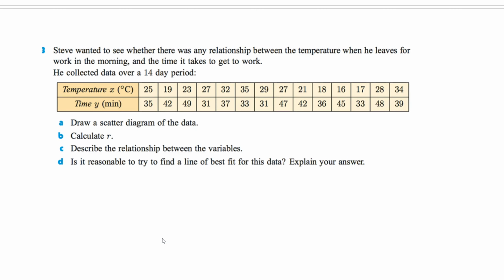Steve wants to see whether there was any relationship between the temperature when he leaves for work in the morning and the time it takes to get to work. So he collected data over a 14-day period. Draw a scatter diagram of the data. We're going to do all this in our calculator. Calculate R. Describe the relationship between the variables. Is it reasonable to find a line of best fit in data? Explain your answer. So let's do this.